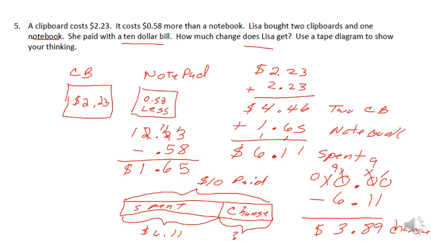Now if we want to check this, let's add it up. 9 and 1 is 10. Carry my 1. 8, 9, 10. Carry my 1. 6 and 3 is 9. 1 is 10. So it checked.